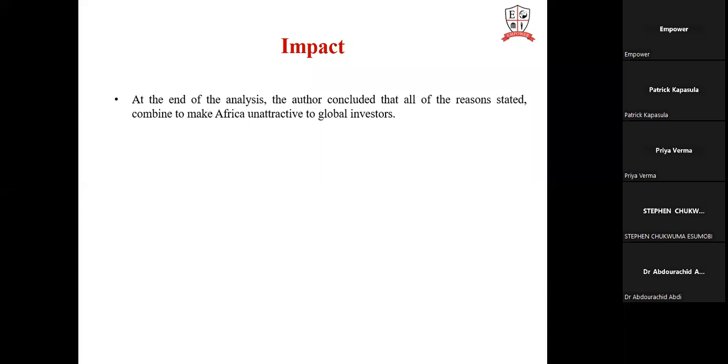By the end of this, we can see that at the end of the analysis, the author concluded that all the reasons stated combined to make Africa unattractive to global investors. In other words, from this example, we can see that we can have a lot of resources at our disposal, but as far as leadership is not there, we can fail to achieve what we ought to achieve.